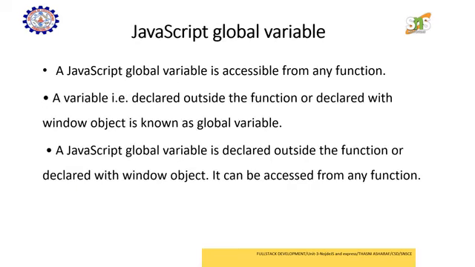And now let's go with the global variable. A global variable can be accessed from any function. A variable that is declared outside of the function or declared with the window object is known as a global variable. For example, a JavaScript global variable is declared outside the function or declared with the window object. It can be accessed from any function.